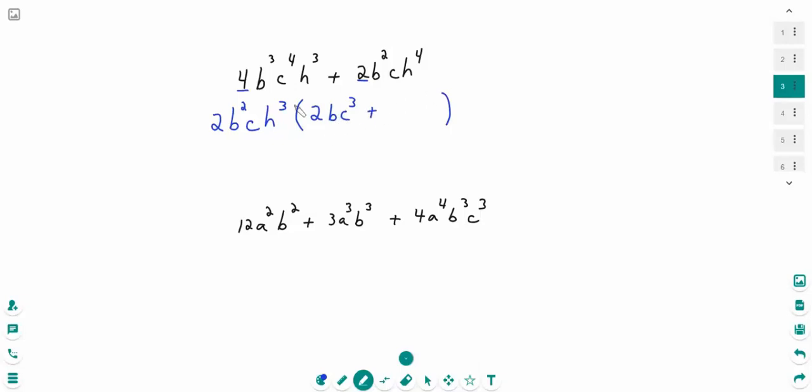Then I have a plus. 2 divided by 2, well, that's 1. b squared divided by b squared, that's 1. c divided by c, well, that's 1. And h to the fourth divided by h to the third is just an h. So we're just left with an h on that side. So that would be our factorization. Pretty straightforward. Okay, let's try the next one. Pause the video, give it a try.